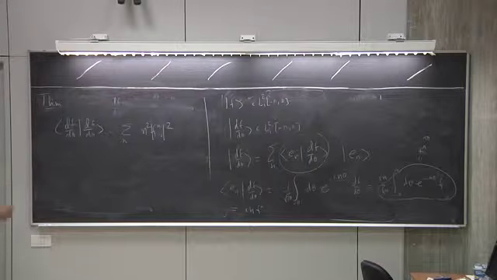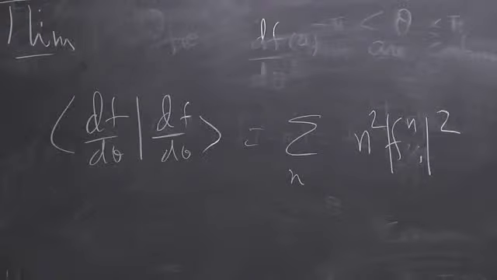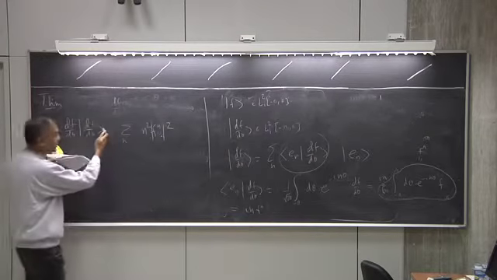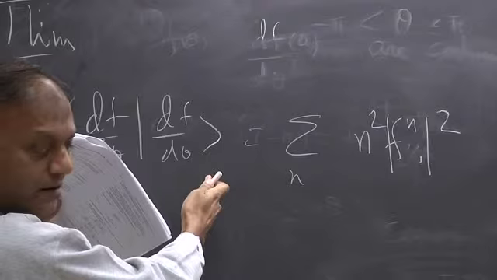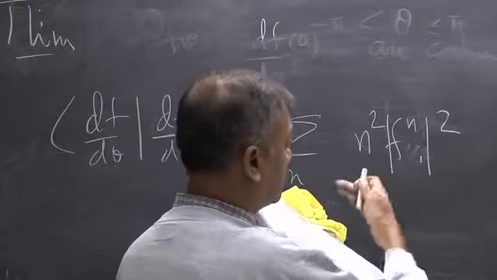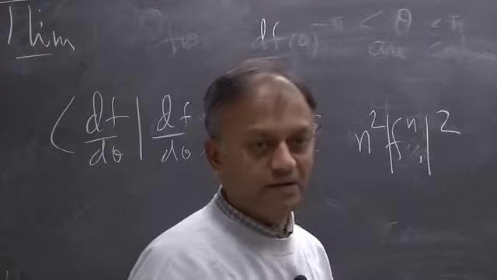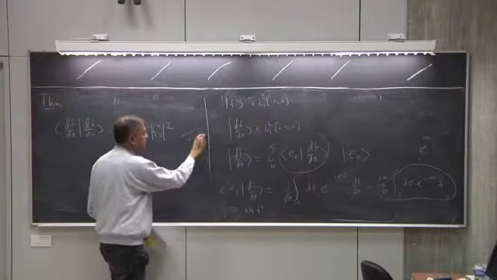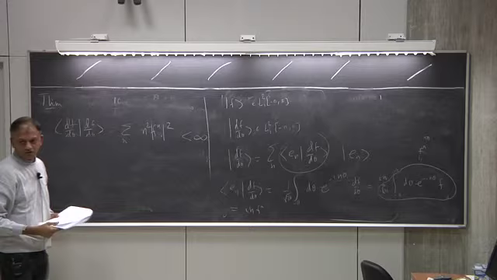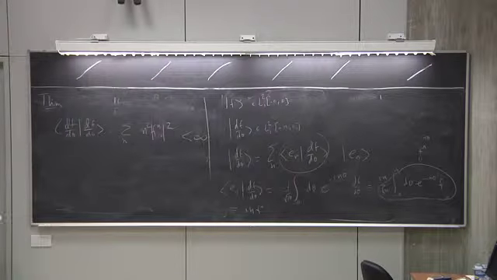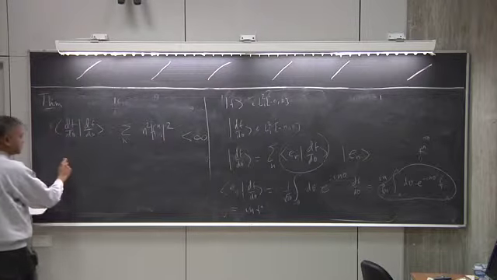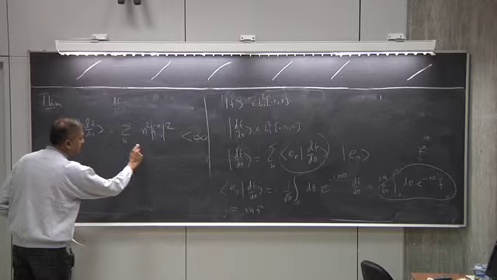Okay. But on the other hand, df by d theta is in this L2 space. We said this in L2 space. So this is finite, right? That means this series converges to some finite number. It is certainly less than infinity, a finite quantity.